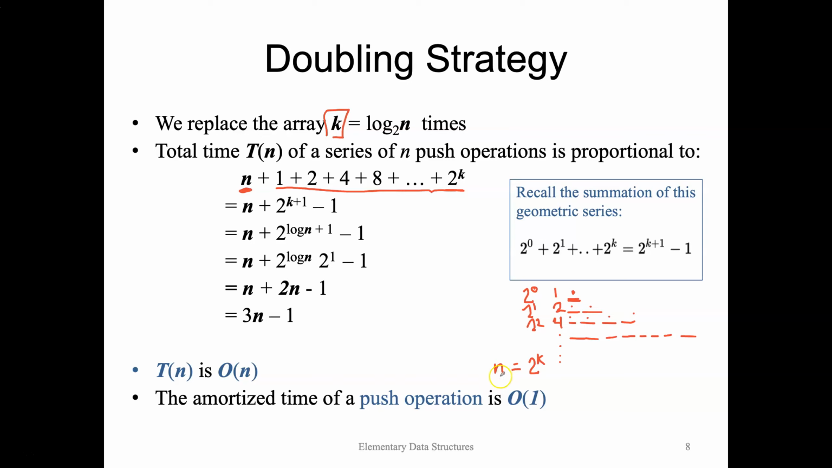So we want to think back to the properties of logarithms. Right? So if we take the logarithm of both sides of this, we have log n is equal to log of 2 to the kth power, using log base 2 here. And log of 2 to the kth power is just equal to k. So k is equal to log base 2 of n.